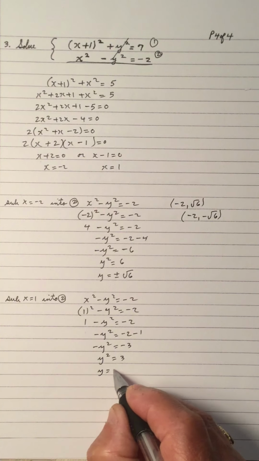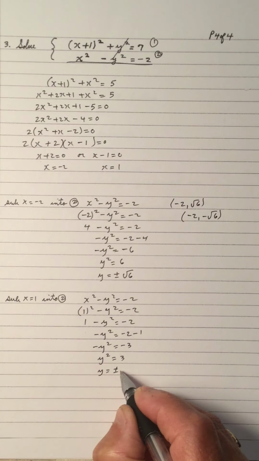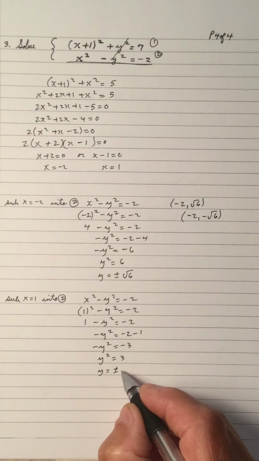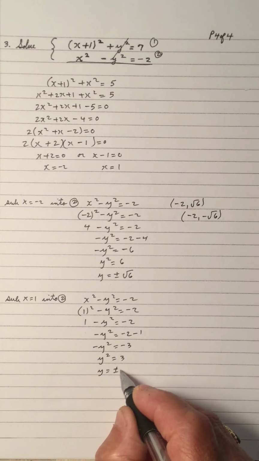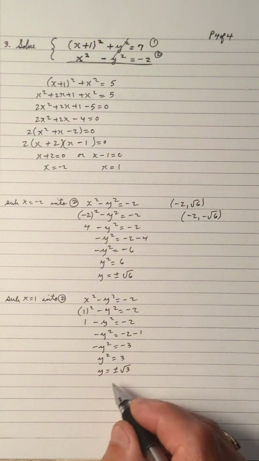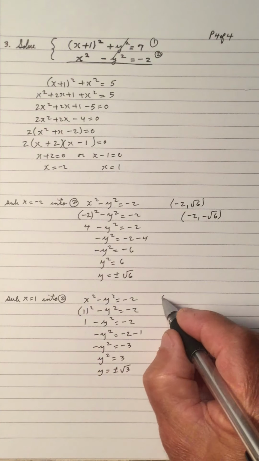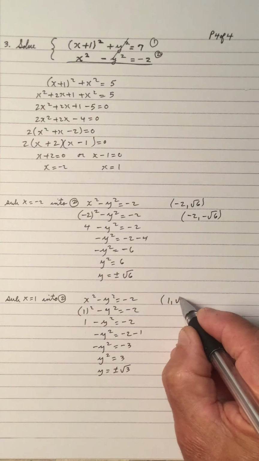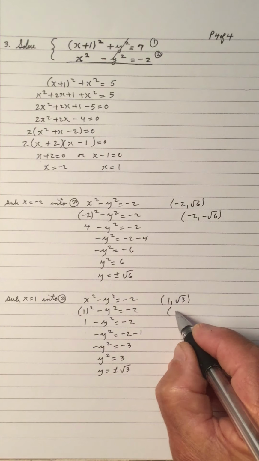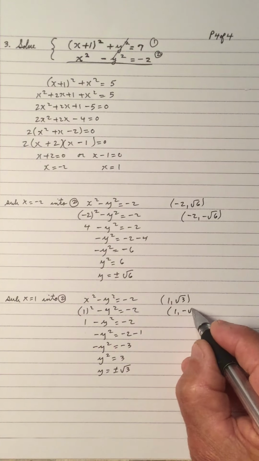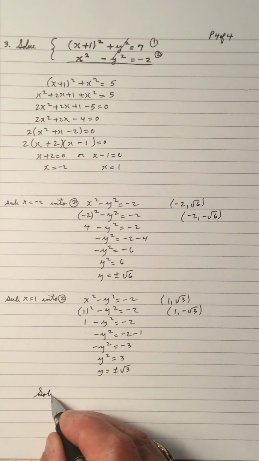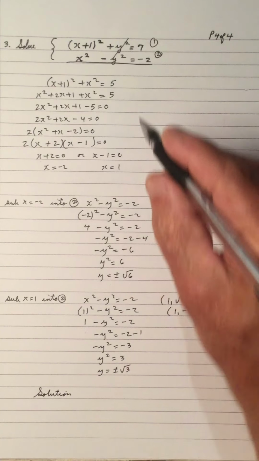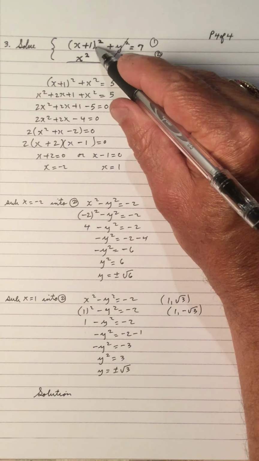So y equals plus or minus the root of 3, not negative 3. So that means when x is 1, y is root 3. And when x is 1, y is negative root 3. So notice there's 4 points of intersection between the hyperbola, which is this one, and this is the ellipse.